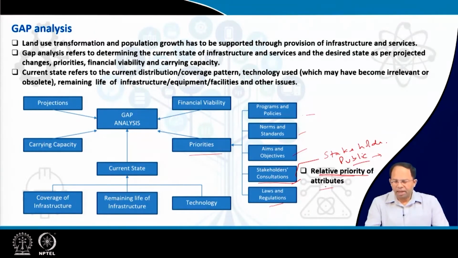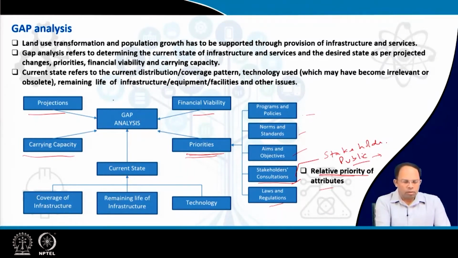So, we have the relative priority of attributes. This is like within a service what has to be improved or not, and this priority refers to what should be the overall priority of service provision in an urban area. So, this priority determines how the gap needs to be filled or what service needs to be provided. Along with that, we also have to understand the financial viability, the projected populations and all, and the carrying capacity, I will come to that, the carrying capacity of that particular area. Now, all this determines the gap analysis.